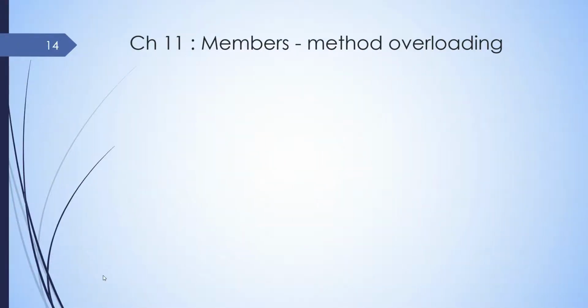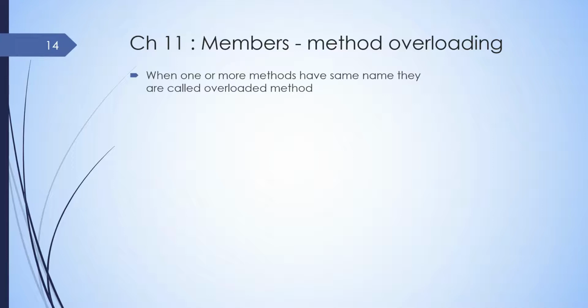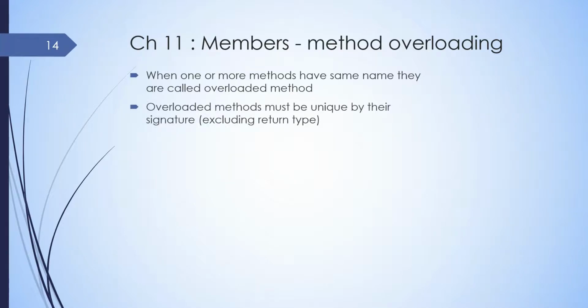So what is method overloading? As we briefly mentioned, one or more methods can have the same name, and if that is the case, they are said to be overloaded methods. The criterion to overload is that they must be unique by their signature, excluding the return type. We'll see with the example what it means.